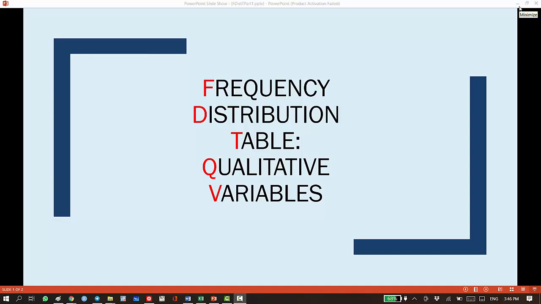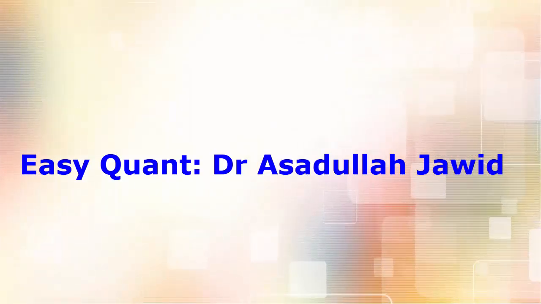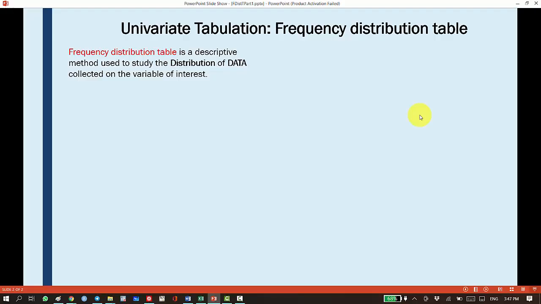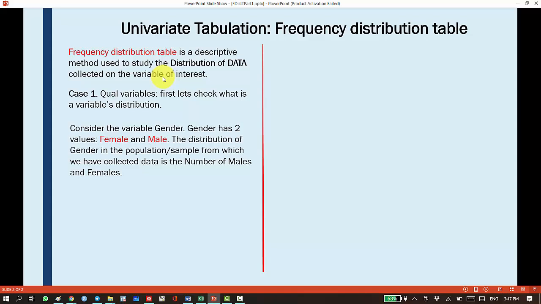Hi, in this video we discuss the frequency distribution table for one qualitative variable. Frequency distribution table is a descriptive analysis method used to study the distribution of data collected on the variable of interest. Let's start our discussion with frequency distribution table for one qualitative variable.